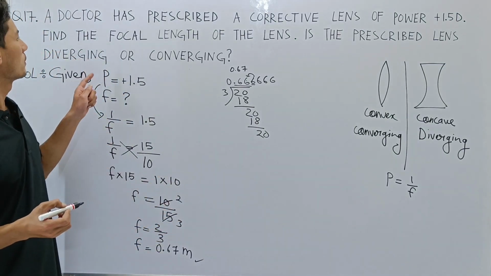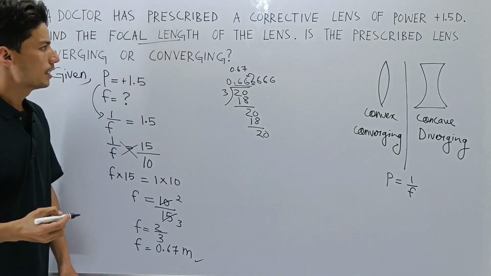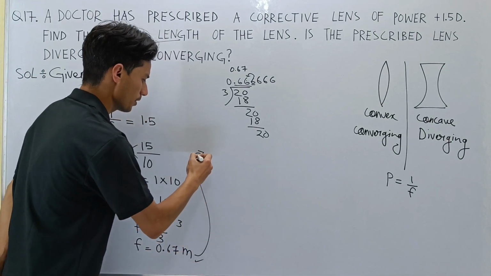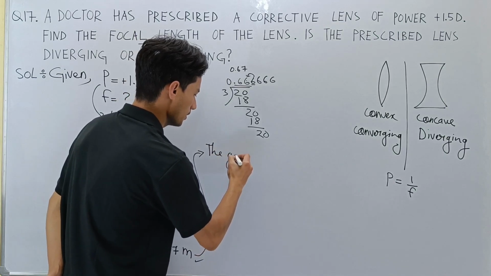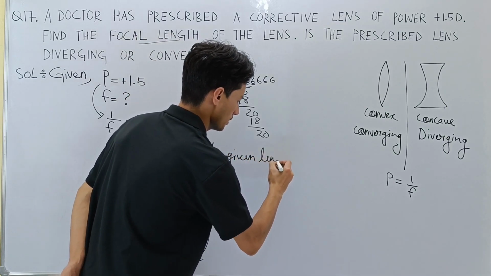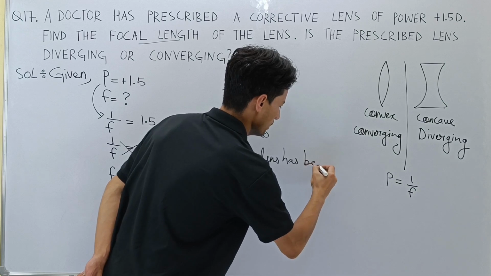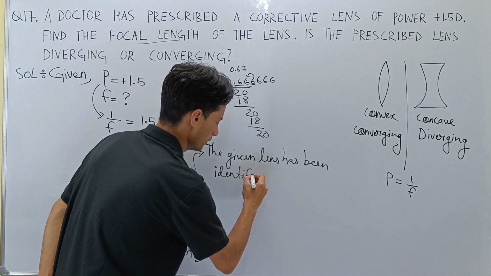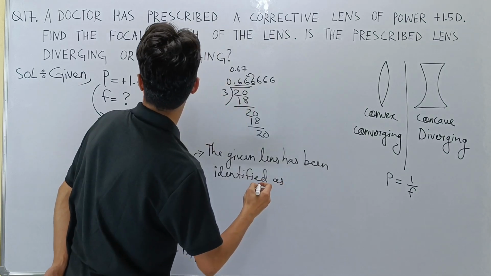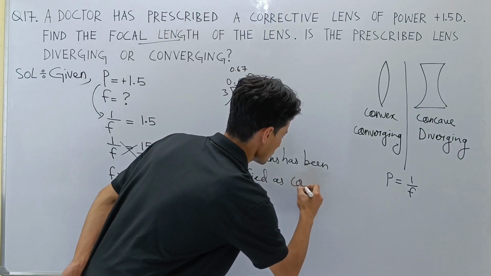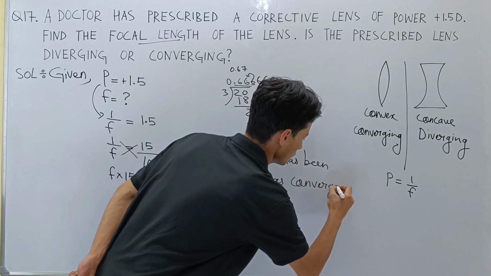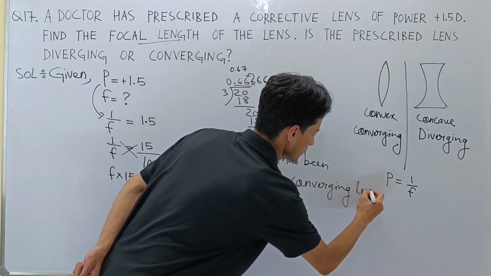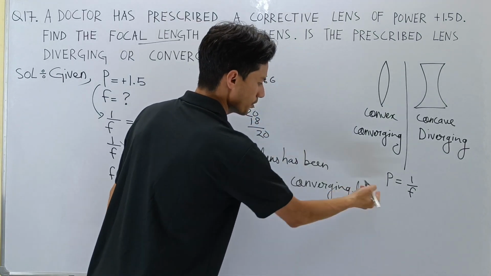So we have just found the focal length, and then is the prescribed lens diverging or converging? Then what will you write? You write here: the given lens has been identified as, which lens is it? Converging lens. You can just stop at converging, or you can also write converging lens.